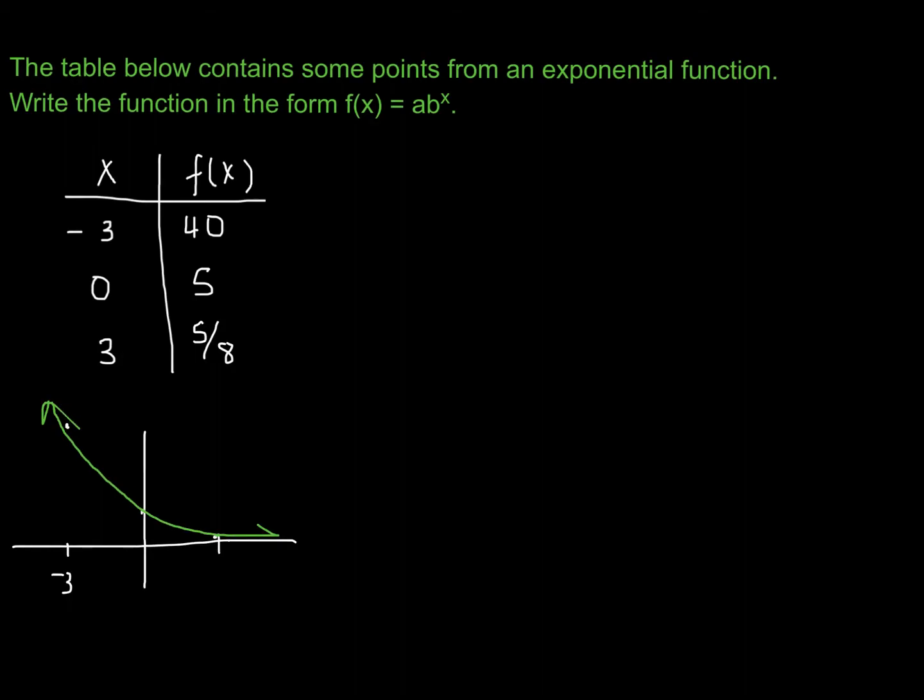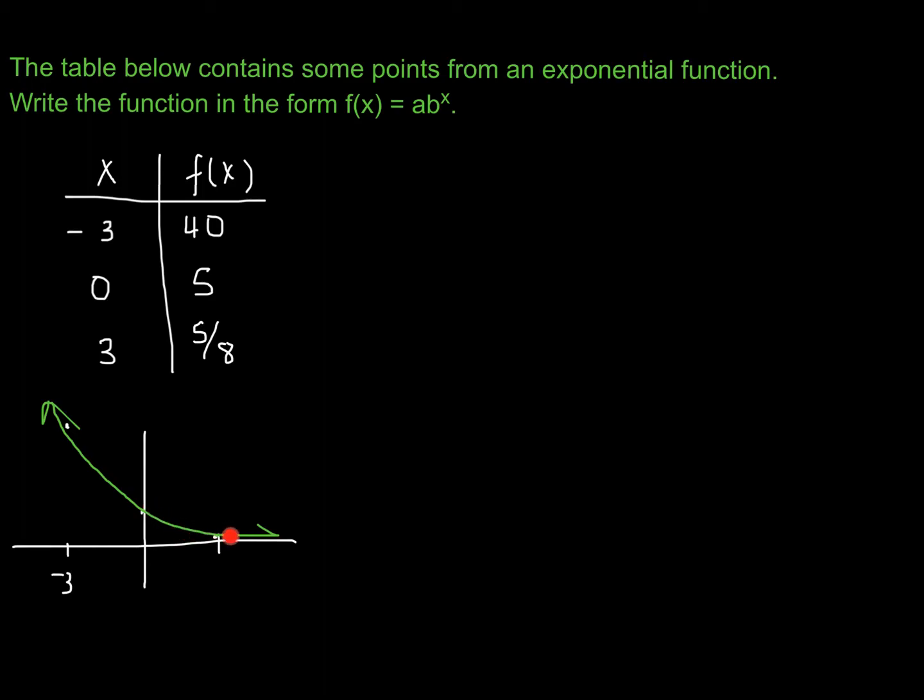Now, when you see this, you will notice a couple of things. The first is that this is always positive, so the a value you're expecting should probably be a positive value. The second is that as I move towards the right, my values are getting smaller, and as I move to the left, my values are getting bigger. So you might think about, what could my b value be?